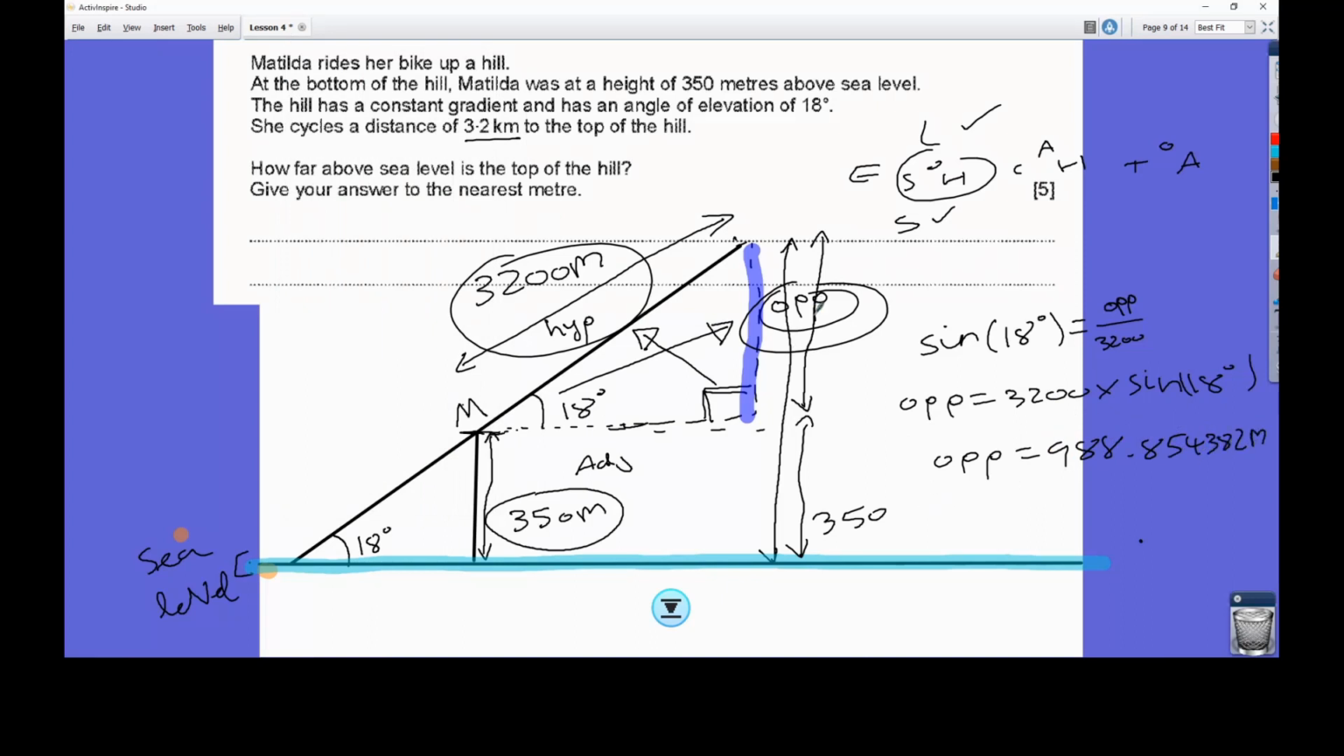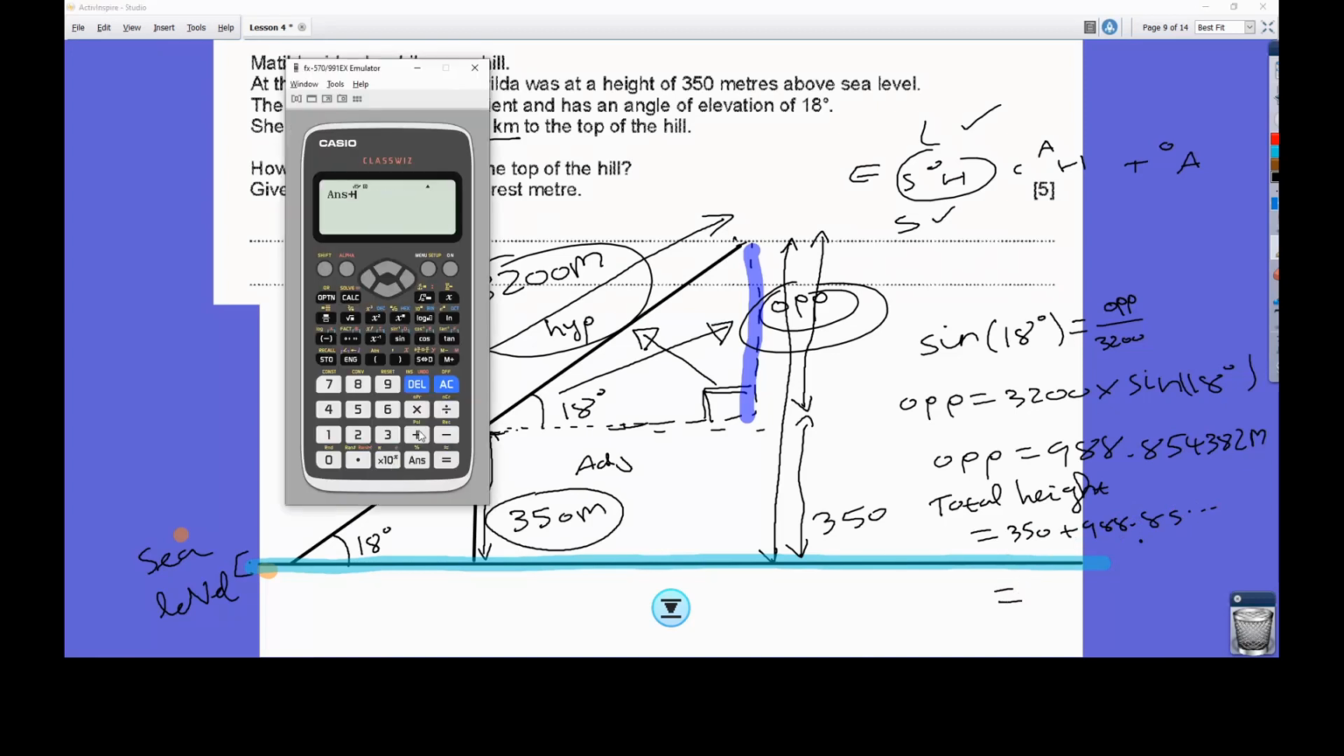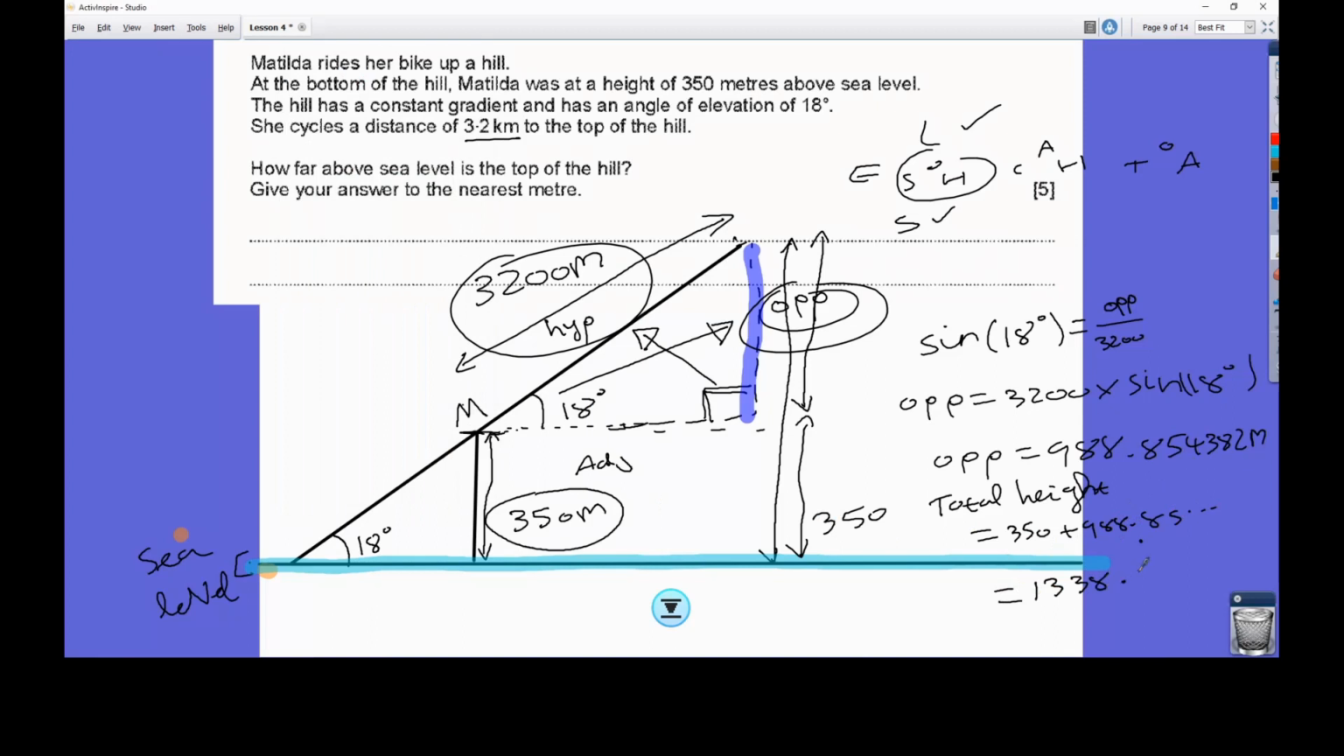meters, and then I'm going to add that to the 350. So I'm going to say total height above sea level, or total height, is going to be 350 plus the opposite, which was 988.85, and so on, plus 350 gives me 1338.85 meters to 2 decimal places, and to the nearest meter that is going to be 1339 meters. So hopefully that is quite clear.